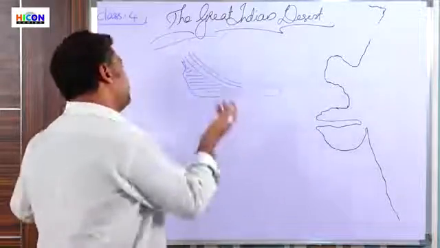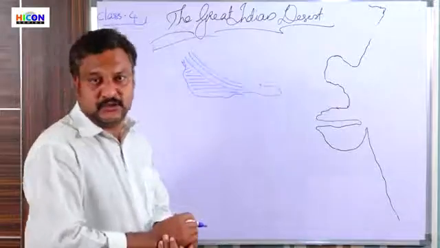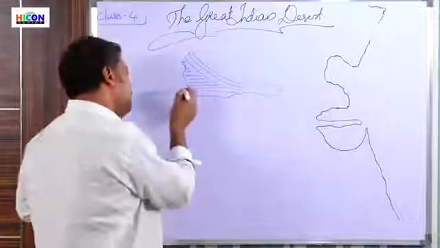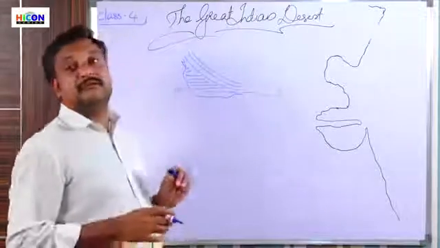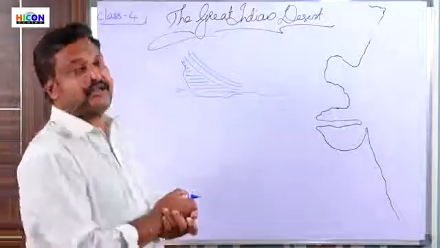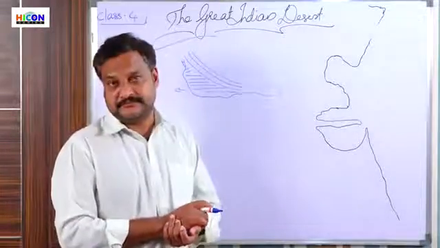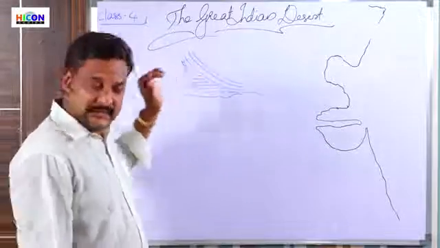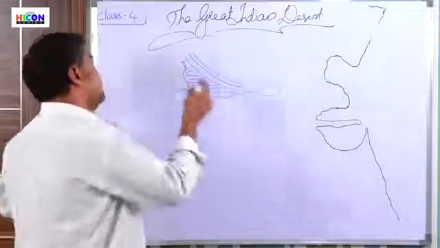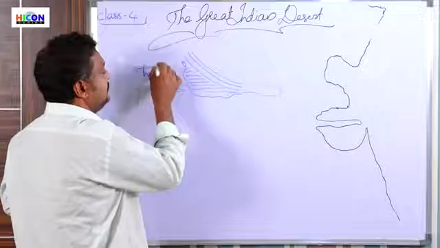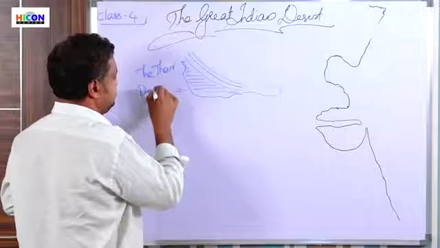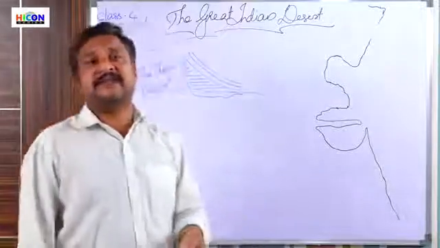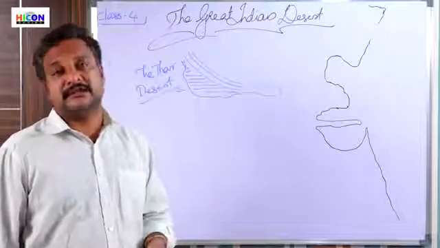Now, to the west of this northern plains, we have the Great Indian Desert, the driest land area in India. So to the west of the northern plains, we have the Great Indian Desert. It is also known as the Thar Desert. What do we call that? Either we call it the Great Indian Desert or the Thar Desert.